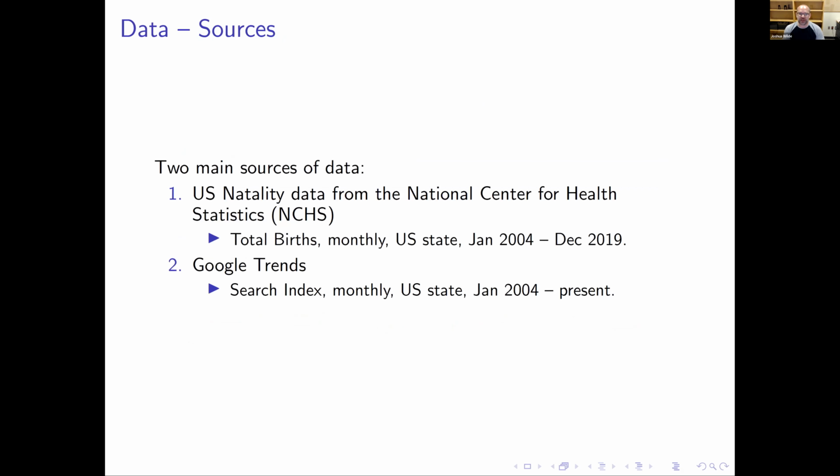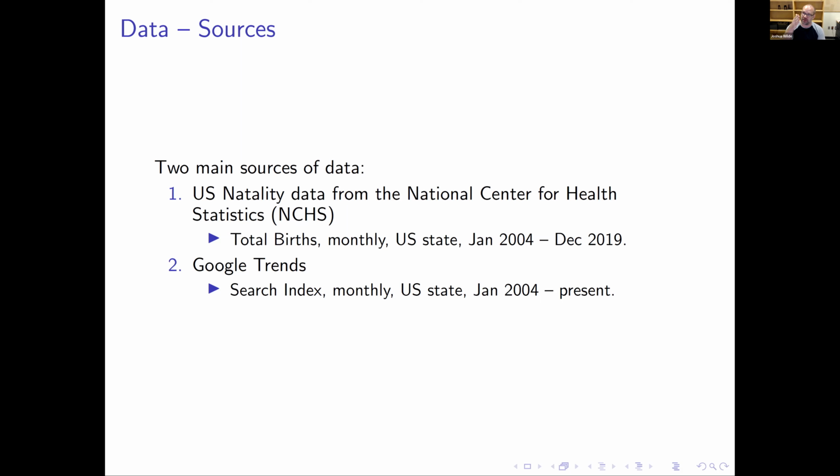Okay, so what did we do in this paper? We just used simple data on birth counts from the CDC, and the subset of the CDC that has this is the National Center for Health Statistics. That's free and available online. We downloaded the birth counts by state, by month, from 2004 to December 2019. And then we linked that with the Google Trends data that I've just described.